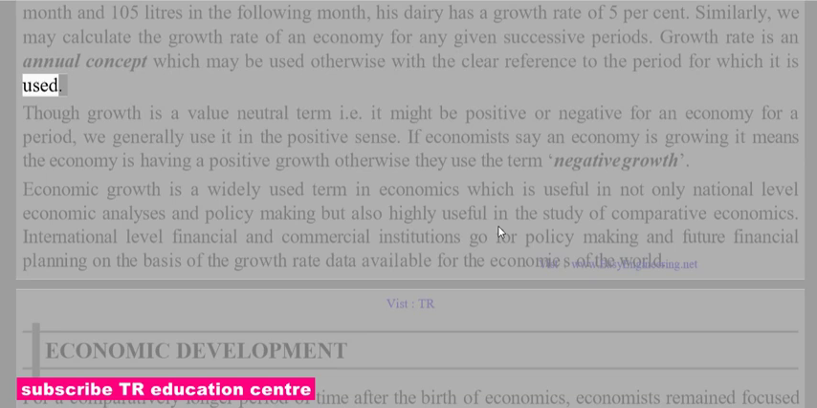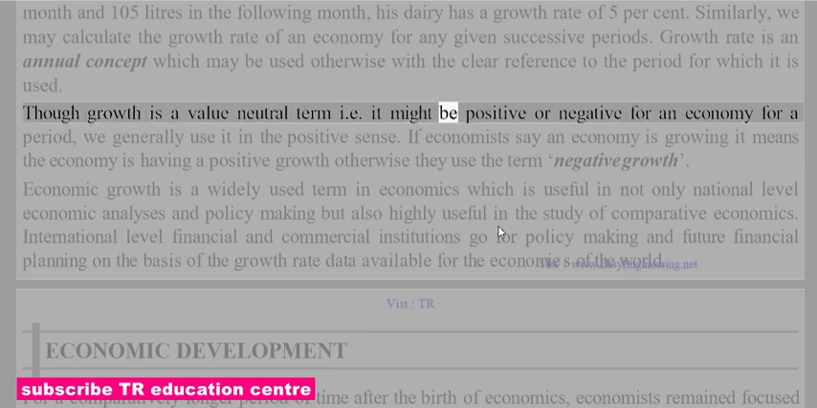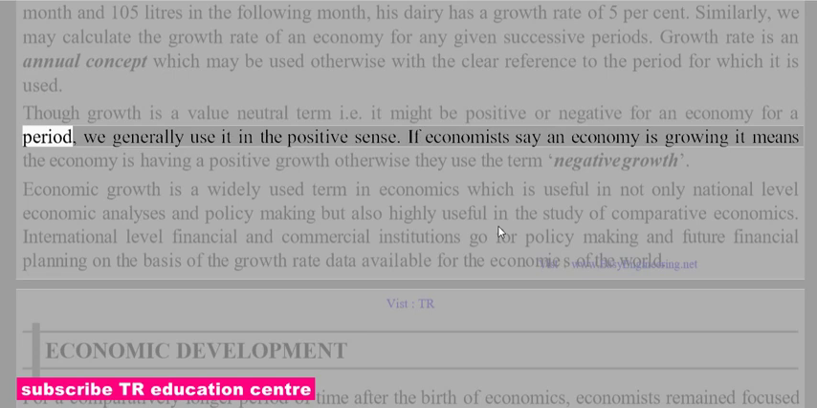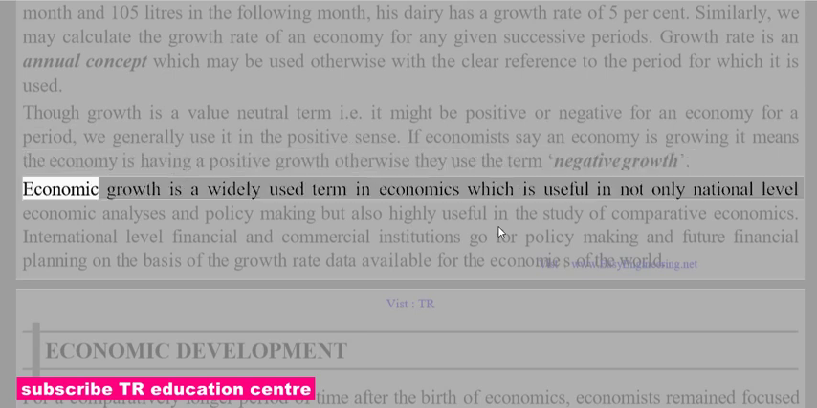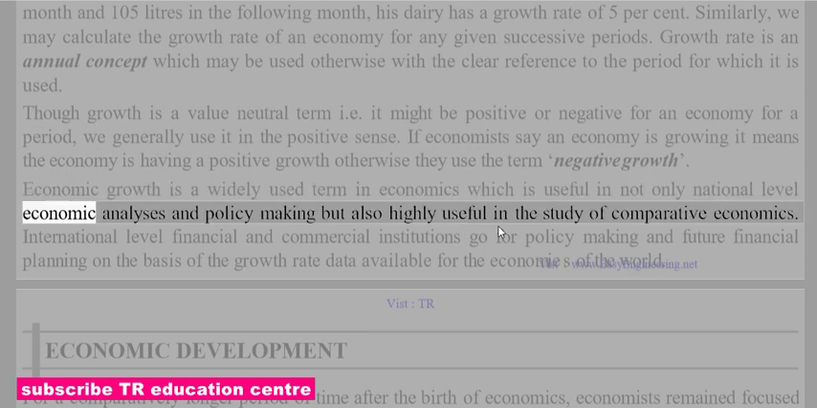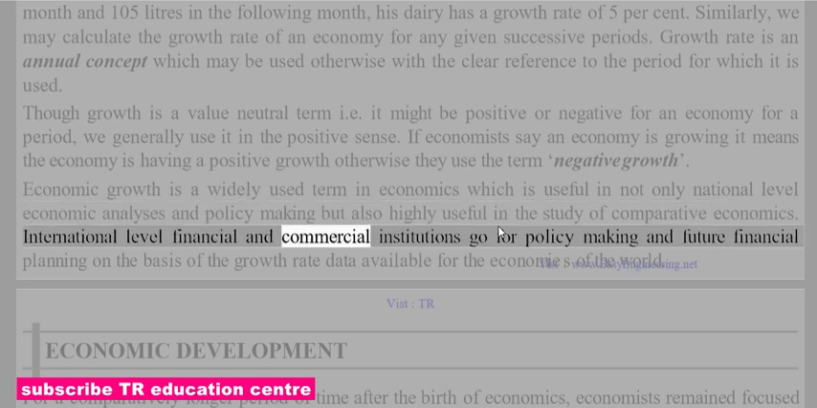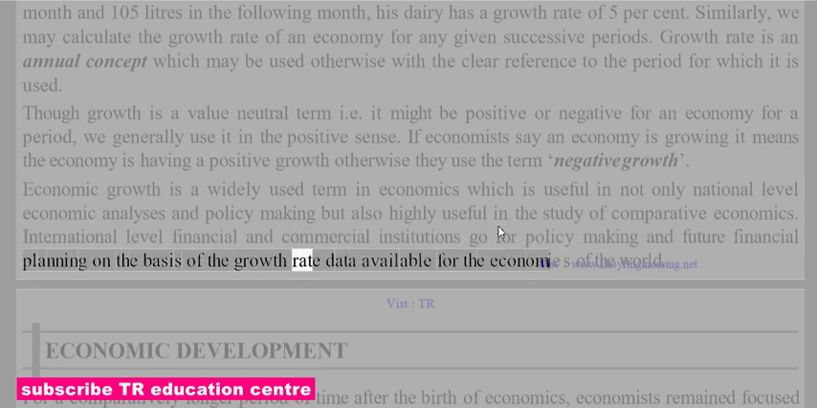Though growth is a value-neutral term, i.e. it might be positive or negative for an economy for a period, we generally use it in the positive sense. If economists say an economy is growing, it means the economy is having a positive growth, otherwise they use the term negative growth. Economic growth is a widely used term in economics which is useful not only in national level economic analysis and policy making but also highly useful in the study of comparative economics. International level financial and commercial institutions go for policy making and future financial planning on the basis of the growth rate data available for the economies.